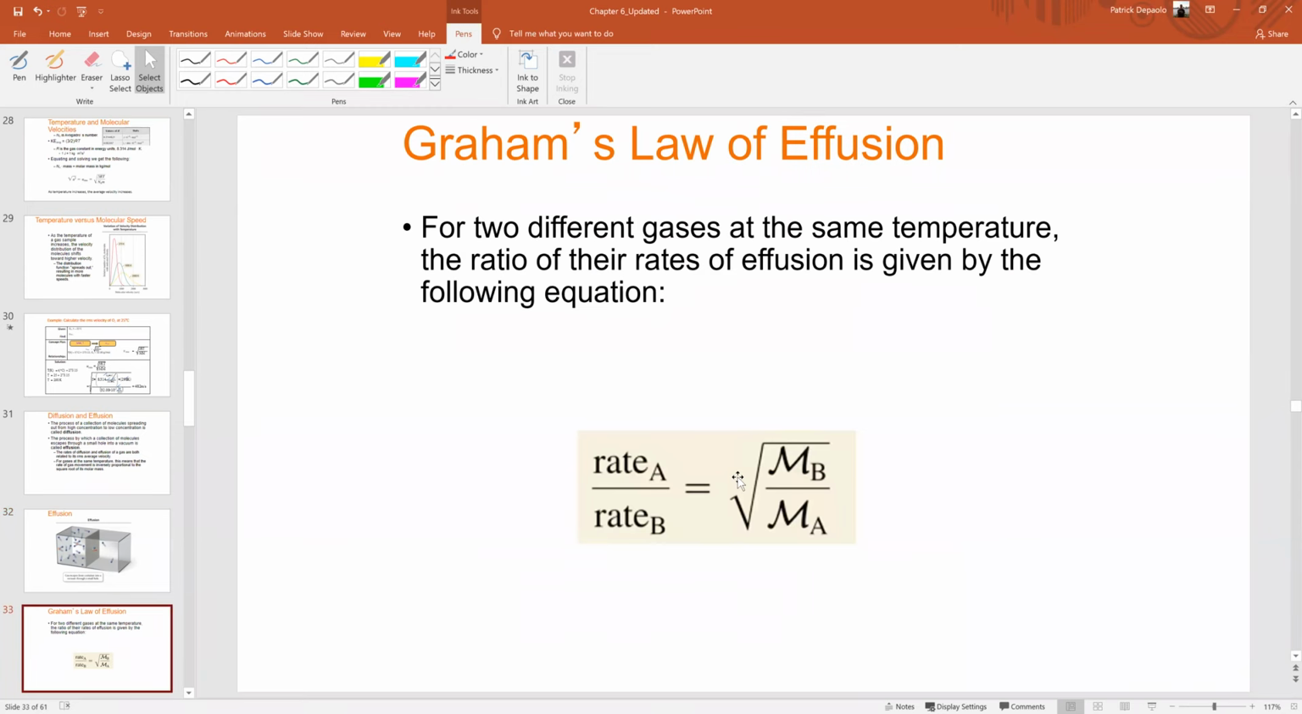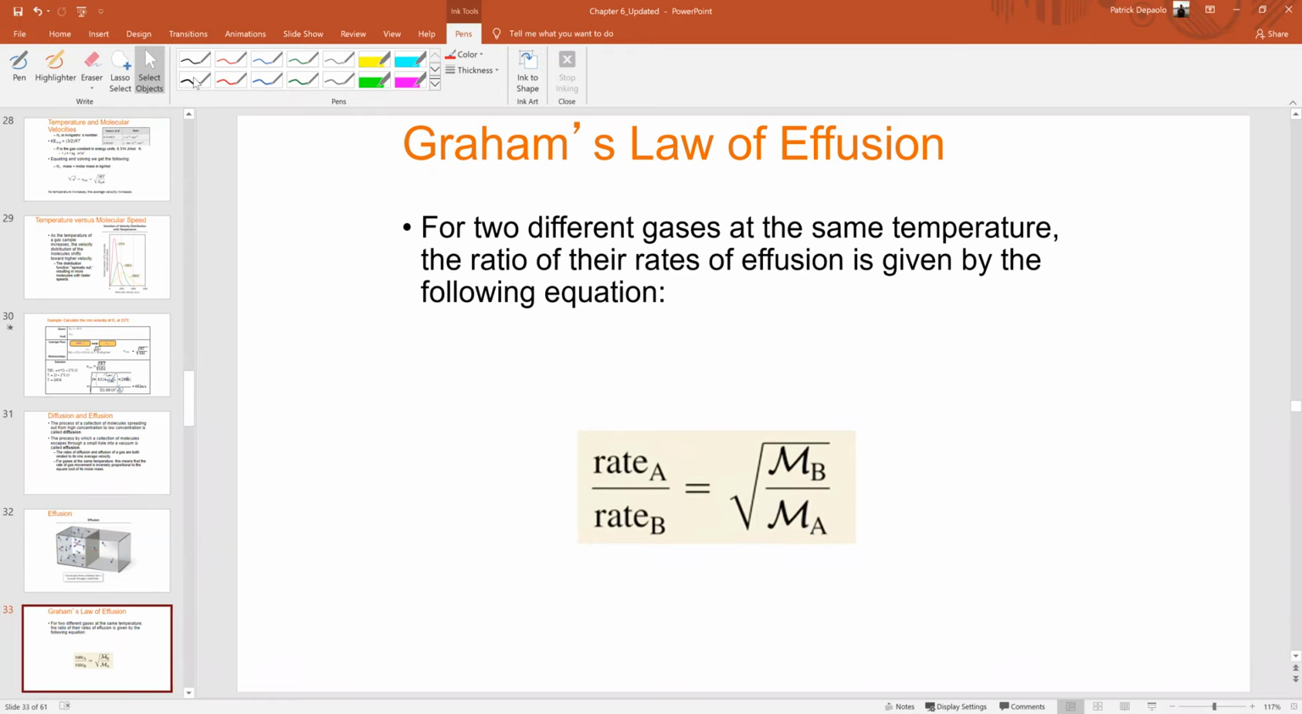And there's an equation to govern that. That equation is based on molar masses. Now this big M is molar mass. The rate of effusion of gas A, let's say it's oxygen, over the rate of effusion of gas B, let's say it's hydrogen, is directly proportional to the square root of molar mass B over molar mass A.